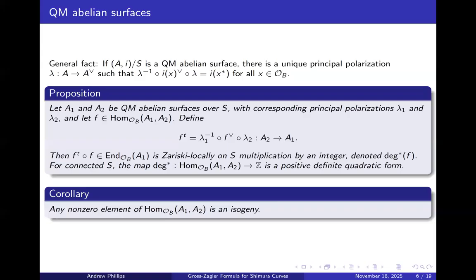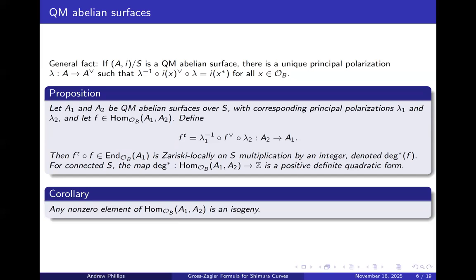You can show that this QM degree gives a positive definite quadratic form on this homomorphism group. And there's an easy connection between the usual notion of degree and this QM degree. For a QM abelian surface, the usual degree of a homomorphism is always a square, the square of the QM degree. So the QM degree squared is always the usual degree of a morphism. Think of it as some kind of reduced degree.